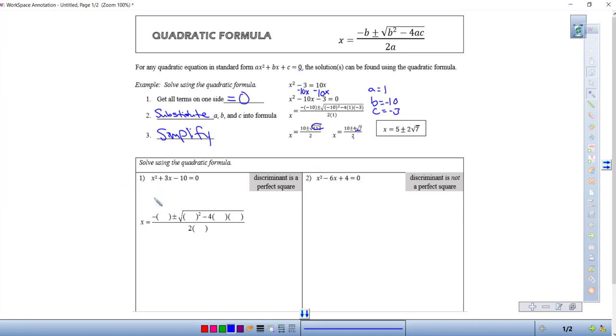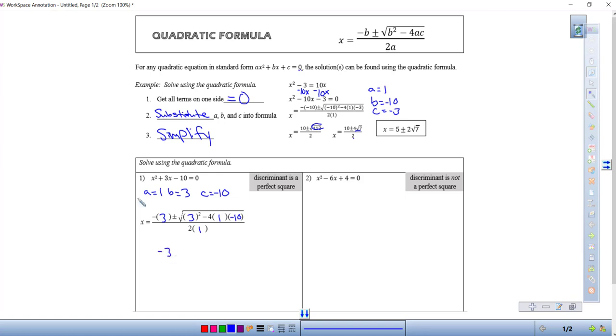So let's try one out. This one, we have x squared plus 3x minus 10. Sometimes it helps to write a equals, b equals, and c equals. A is 1, b is 3, and c is negative 10. You don't have to take this step, but it does help sometimes. So we're going to substitute a, b, and c into our formula: negative b plus or minus the square root of b squared minus 4ac, all over 2a.